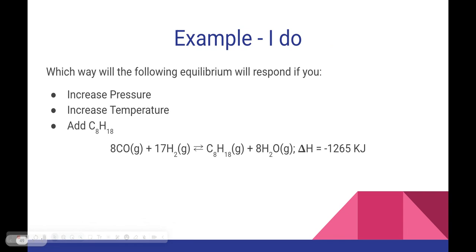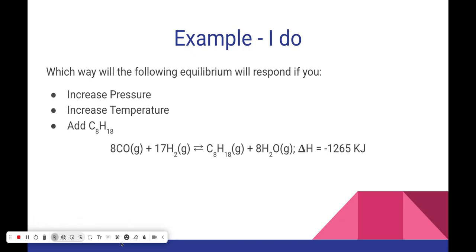So here is what we're going to do. We're going to find how the equilibrium is going to respond if we A, increase the pressure, B, increase the temperature, and then C, add C8H18. So we add more of that. So our chemical equilibrium is carbon monoxide and hydrogen gas in equilibrium with octane, C8H18, plus some water. We have a value of delta H of negative 1,265 kilojoules.